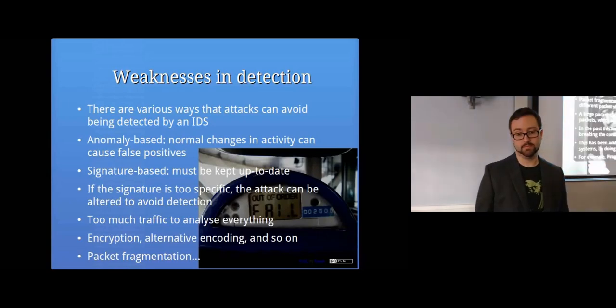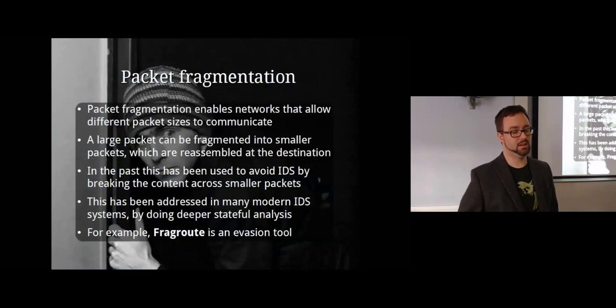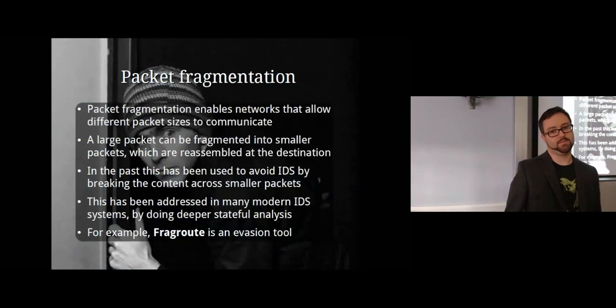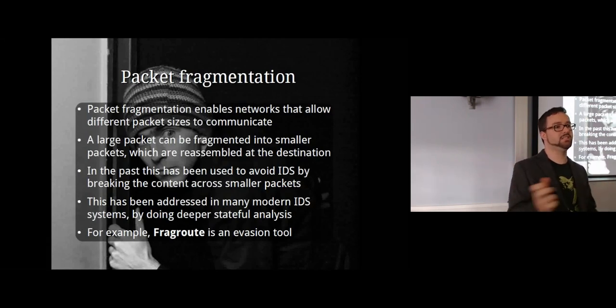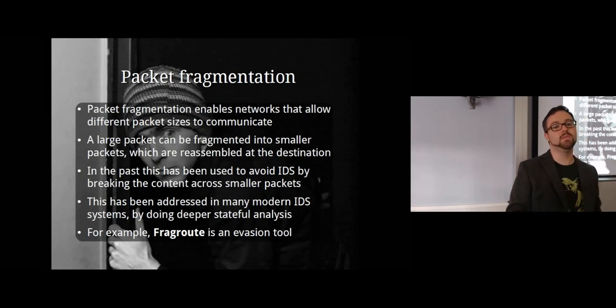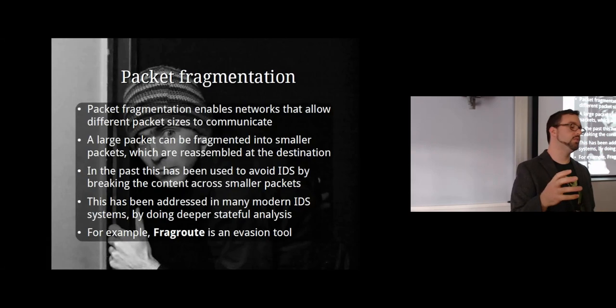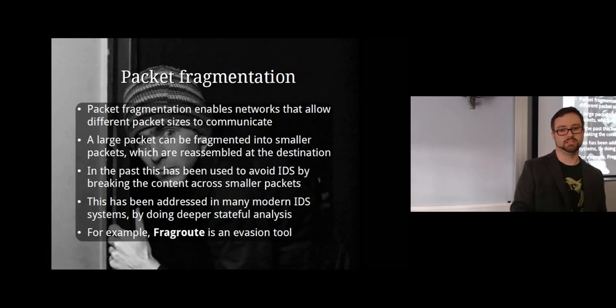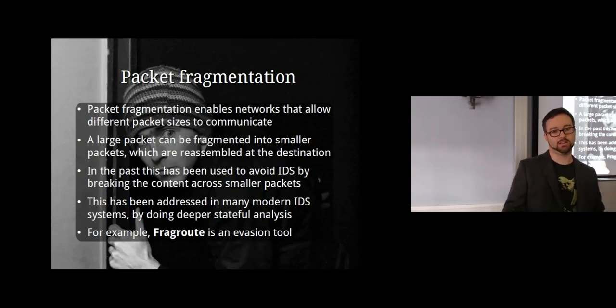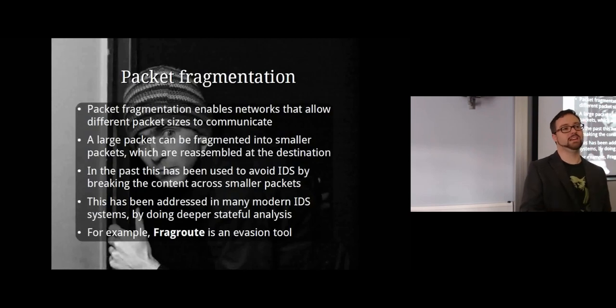Packet fragmentation is another one. If you don't remember, or you haven't learned about packet fragmentation, basically it allows networks that have different packet sizes, different amounts of information that it sends over the network at a time, to communicate. So you can break larger packets down into small ones, which get sent individually, and then at the destination they get assembled back into the original packet. But it can be used to avoid IDS sometimes, because you can break the traffic down into such small pieces that an IDS, if it's looking at individual pieces of network traffic, can't see that it's an attack because they just see a little piece of it.